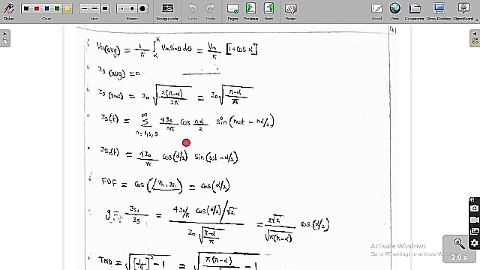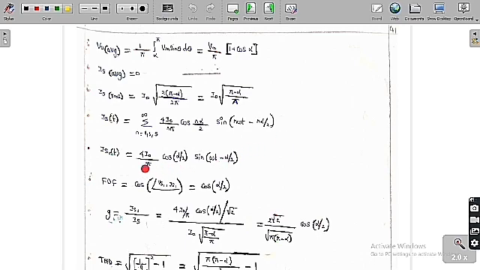So sigma n = 1, 3, 5 up to infinity of 4 I naught by n pi into cos of n alpha by 2 into sine of (n omega t minus n alpha by 2). This is the only difference with respect to the full bridge rectifier. So is of t is equal to sigma n = 1, 3, 5 up to infinity of 4 I naught by n pi into cos of n alpha by 2 into sine of (n omega t minus n alpha by 2). This is called the source current.